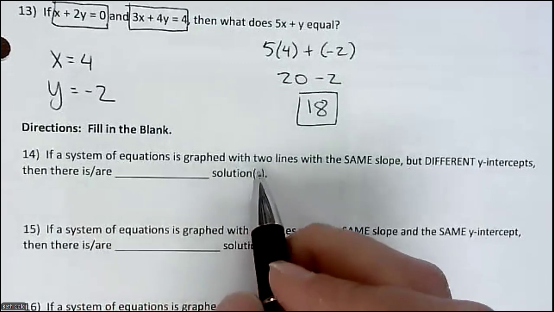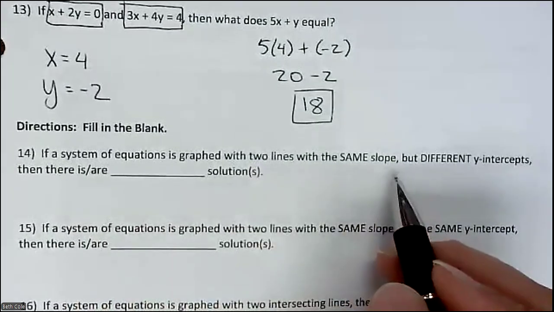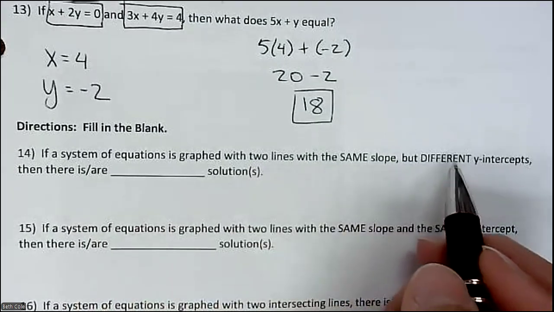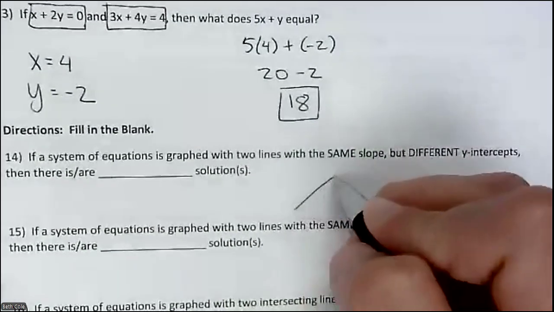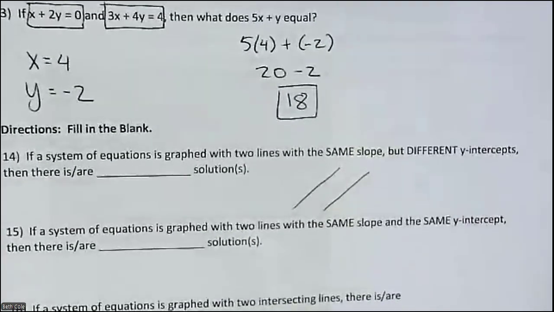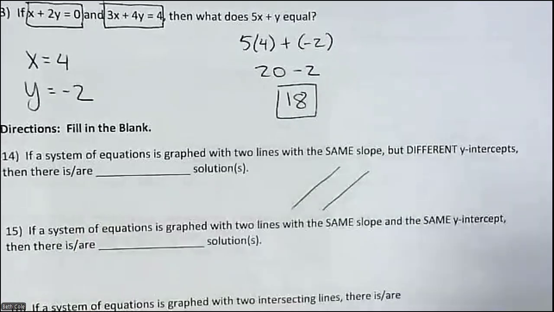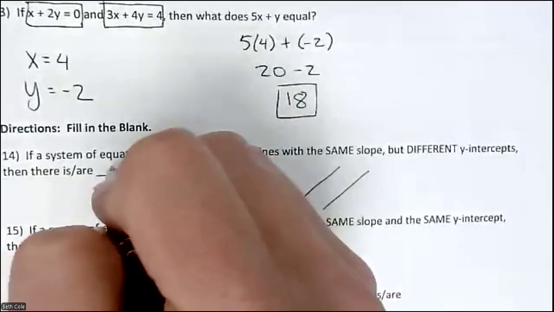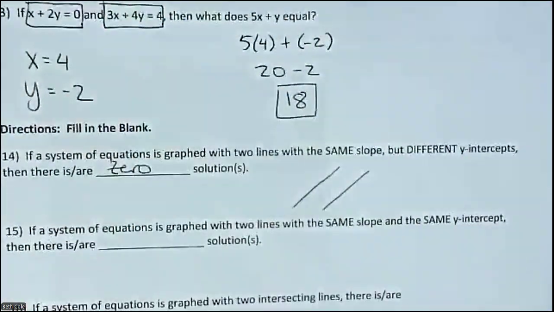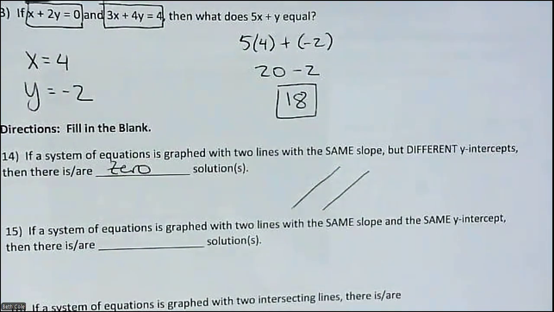If a system is graphed with 2 lines that have the same slope, but they start in different places, then it's going to look like this. They have the same slope. So how many solutions are there? None. 0 solutions. No solution.